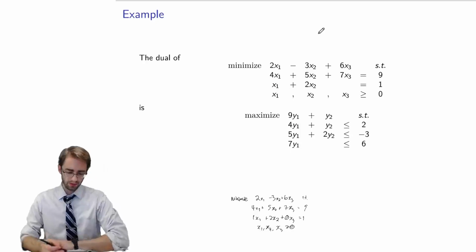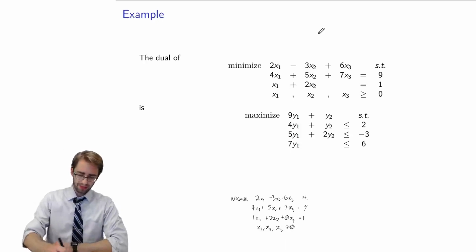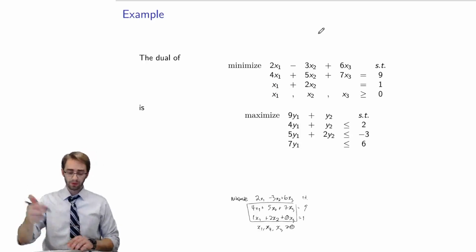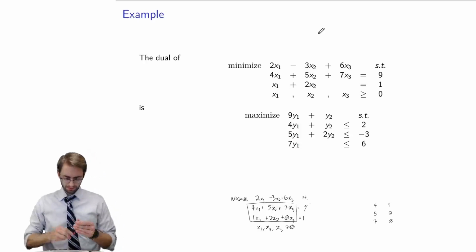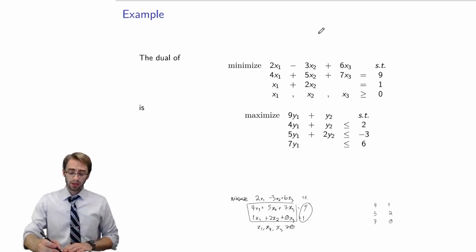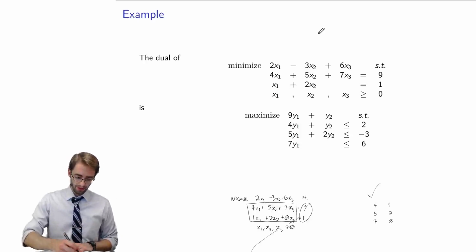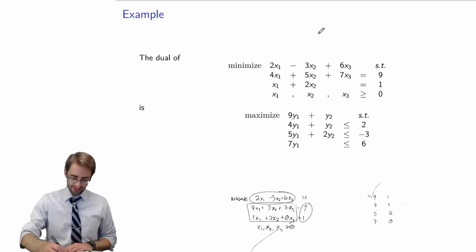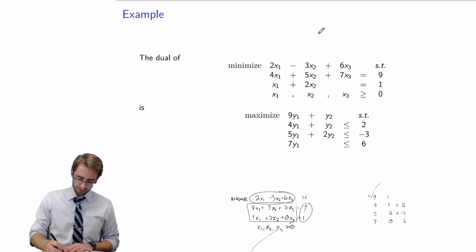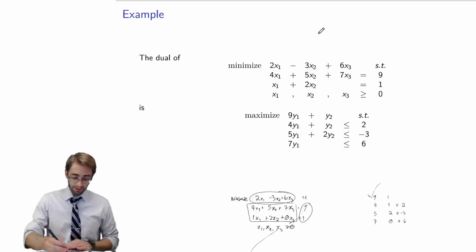The first thing I'll do is take this matrix here, the constraint matrix, and transpose it. So all of the rows become columns. I'll do 4 and 1, and 5 and 2, and 7 and 0. And now I'll take the constraint terms and bring them over into the objective function. So that's a 9 and a 1. And then I'll take my original objective function, 2, minus 3, and 6, and bring that over here.